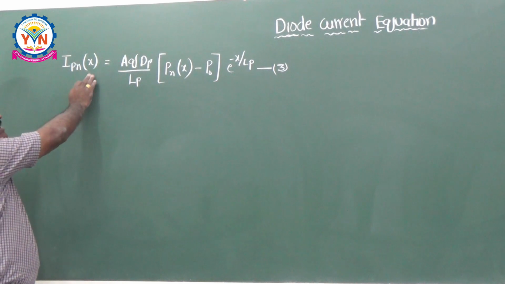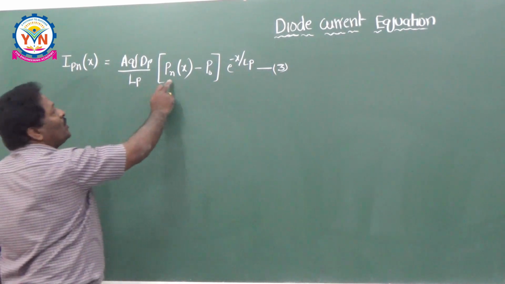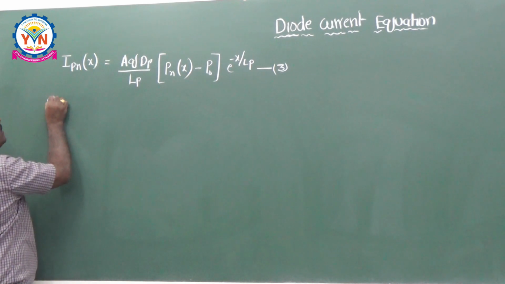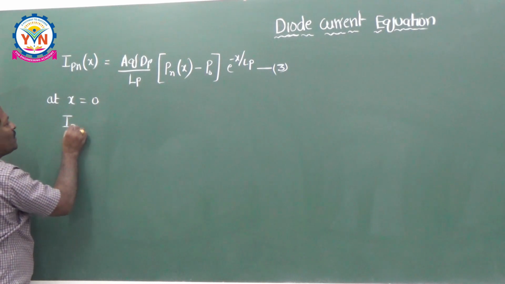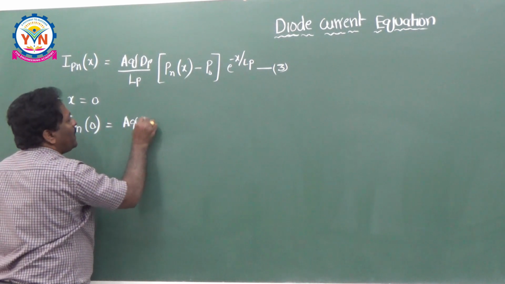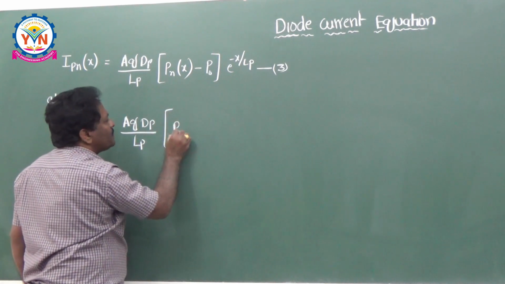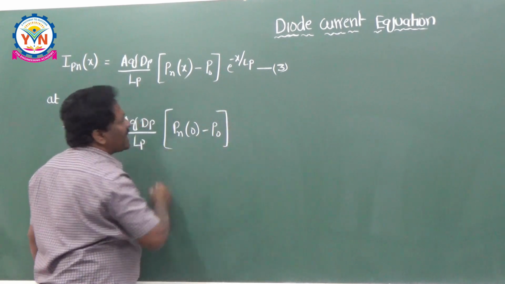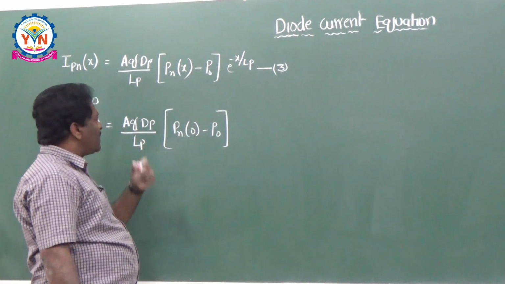So this is the current actually crossing the junction here. Now you have to understand what exactly happens at x equal to 0. So I can write down at the junction, at x equal to 0, IPn of 0 is equal to AQ Dp by Lp into (Pn of 0 minus Pn naught) e to the power of minus x by Lp, but x is equal to 0, e power 0 is 1. So this is the final equation here.